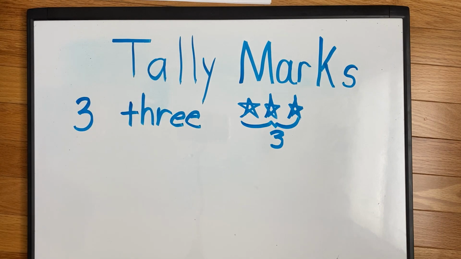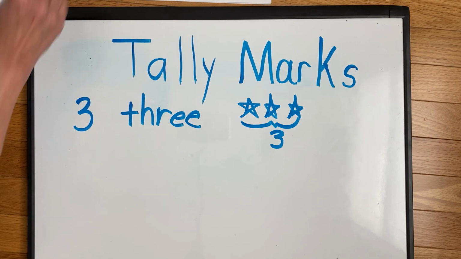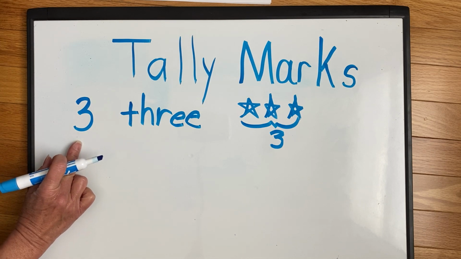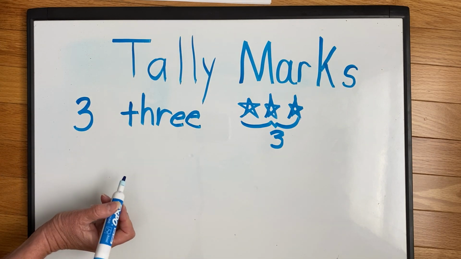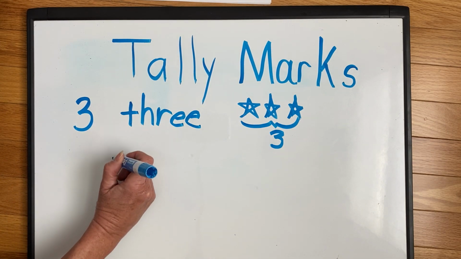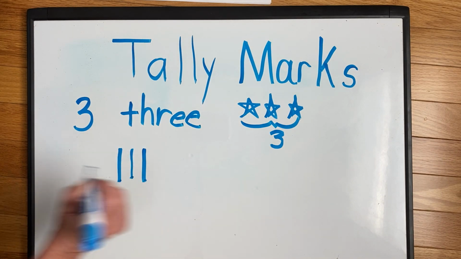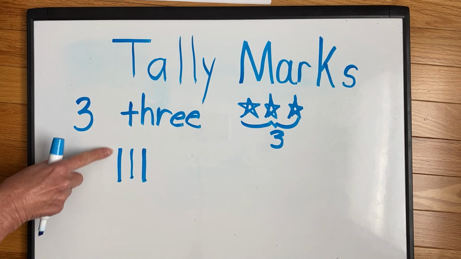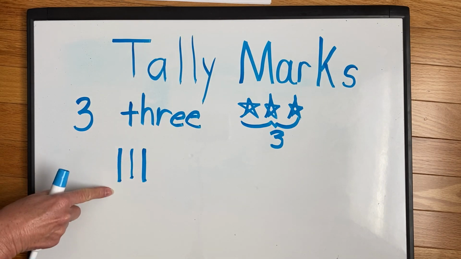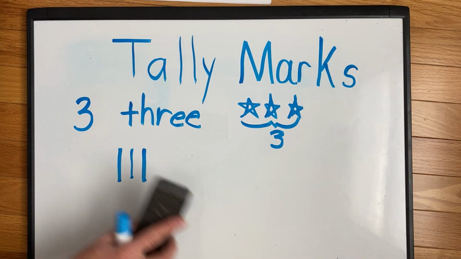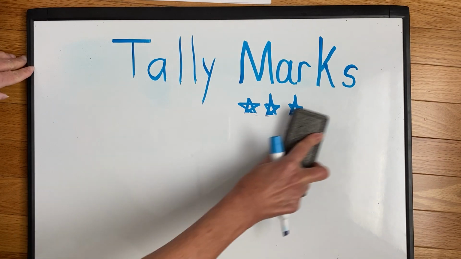We can also use tally marks. So if we were going to represent the number 3 using tally marks, all we would need to do is make 3 vertical lines. Now remember, vertical lines means you go from top to bottom. Those are straight lines. We've learned that in art in previous years. Okay, so let's do a couple more.